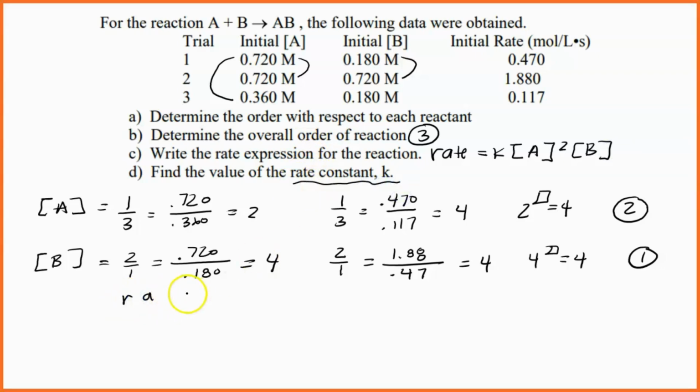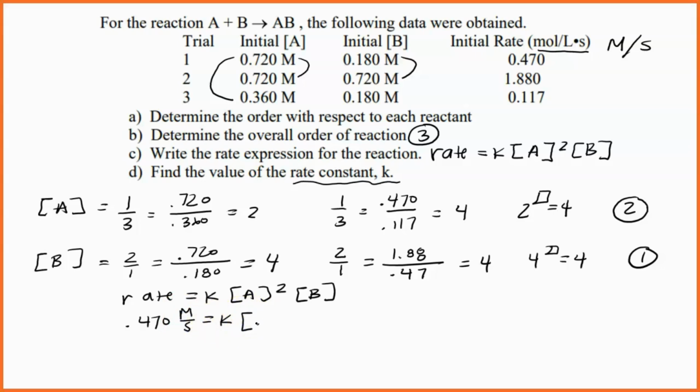I'm going to use that expression that I just created, and it doesn't matter which trial I use, I just always use the first trial, and I'm going to plug in what I know. In the first trial, I know the rate is 0.470. The way that it's written here, the units are kind of funky. It's the same as M over S, or concentration over S. I don't know K, that's what I'm solving for. The concentration of A in the first trial is 0.720 molarity squared times 0.180 M.